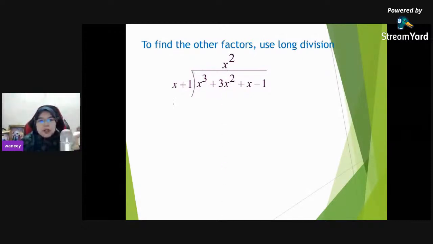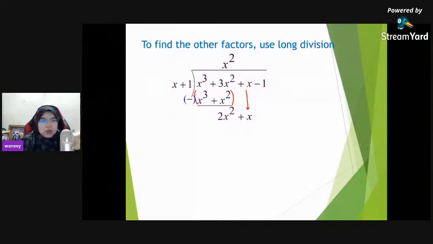So x multiply with x squared, we are going to get x cubed. 1 times with x squared, we are going to get x squared. And then of course, put a bracket over here. We're going to minus them. So x cubed minus x cubed, it will become 0. 3x squared minus x squared, therefore it will become 2x squared. And then you simply bring down the x. So we got 2x squared plus x.